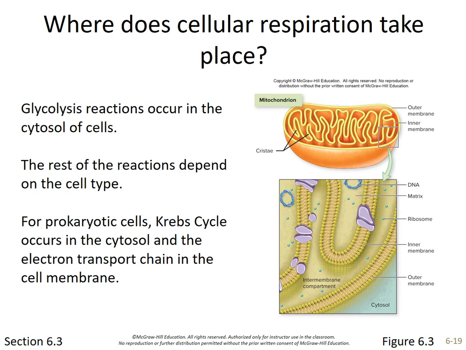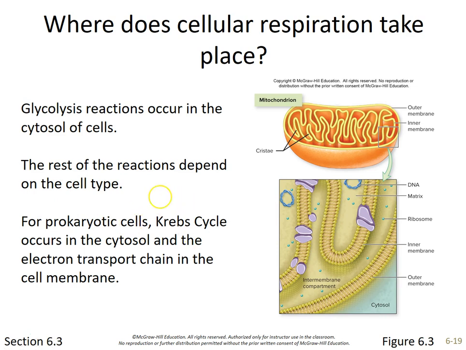Cellular respiration takes place in the cytosol and then in the mitochondria. Glycolysis reactions occur in the cytosol of cells, and you can see the cytosol here. The rest of the reactions depend on the cell types.